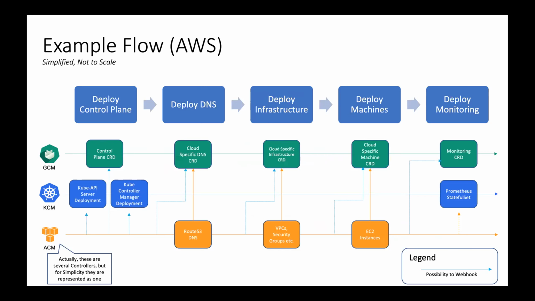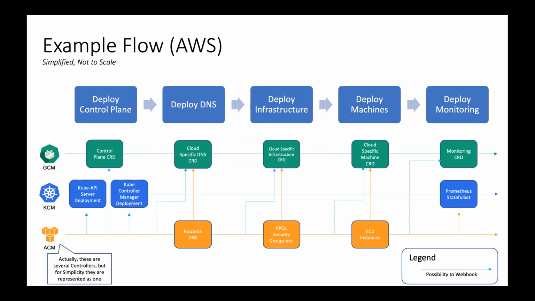In this example, I've shown it for the AWS controller manager. As I've written there, you would actually require several controllers, but for simplicity, I represented them as one. As you see, for instance, when we deploy the control plane, this results in us deploying the Kube API server and the Kube controller manager. Your extension controller is then able to webhook into those deployments and, for instance, mutate something or also leave it as is. Then, for instance, Gardener tries to create a cloud-specific DNS, to which the AWS controllers respond with creating a Route 53 DNS entry. The cloud-specific infrastructure CRD results in creating VPCs, security groups, etc. via the Azure controllers, and finally, the cloud-specific machine CRDs result in creating EC2 instances.